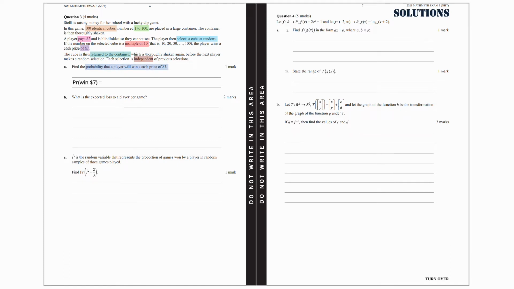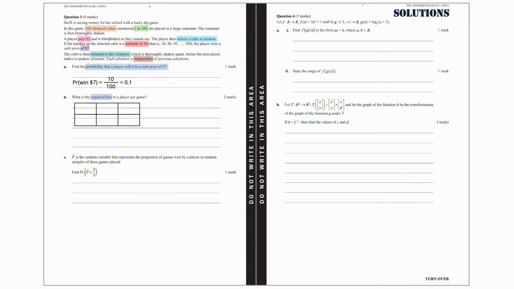There are 10 numbers that are multiples of 10: 10, 20, 30, 40, 50, 60, 70, 80, 90, and 100. So this probability equals 10 over 100, which is 0.1. Part B. What is the expected loss to a player per game?